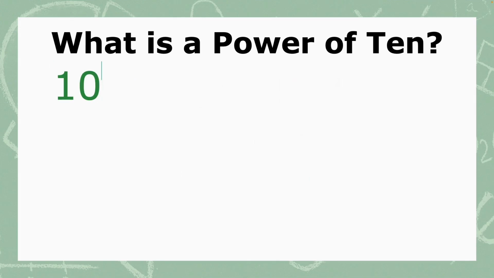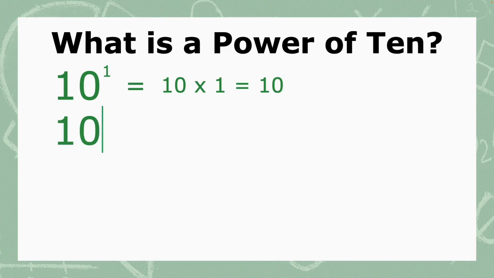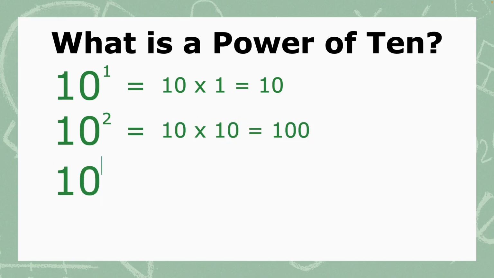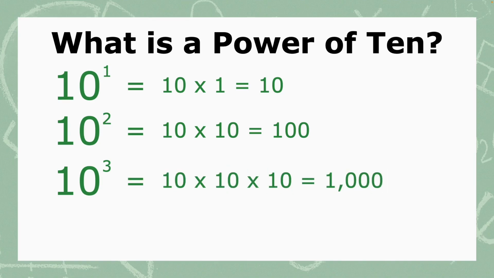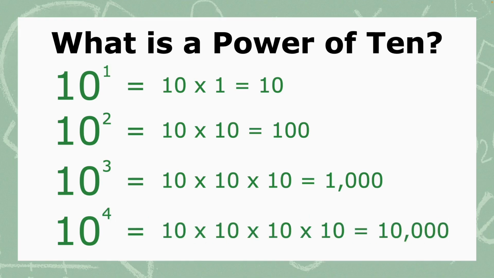10 to the power of 1 is just 10 one time, which is 10. 10 to the power of 2 is 10 times 10, which is equal to 100. 10 to the power of 3 is just 10 times 10 times 10, or 1,000. And lastly, you can see 10 to the power of 4 is just 10 multiplied by itself 4 times, or 10,000. All of these numbers are showing the exact same number in different forms.